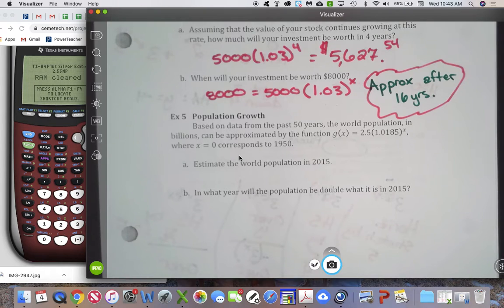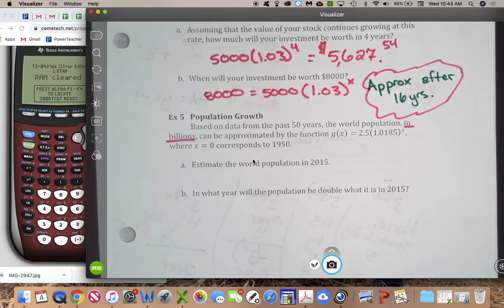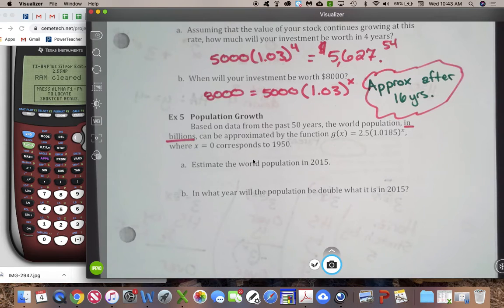So population growth. Based on data from the past 50 years, the world population in billions, underline that word, in billions. Anytime they give you units, make sure you underline it. Sorry, we're really delayed if you're watching this video. Can be approximated by the function blah, blah, blah.